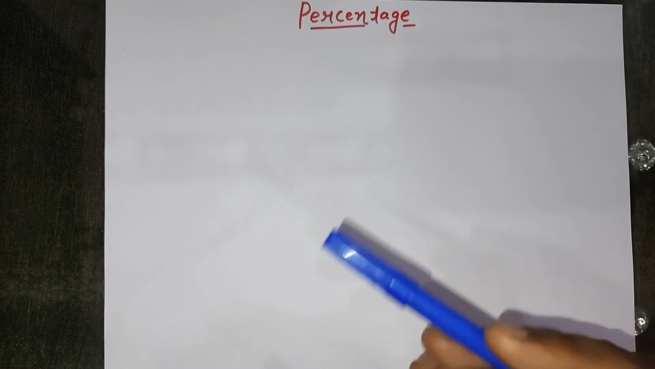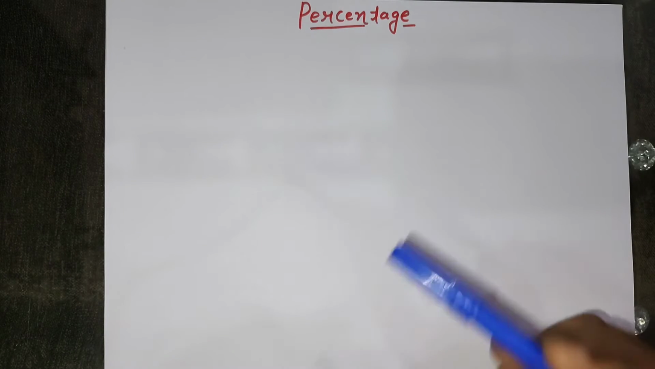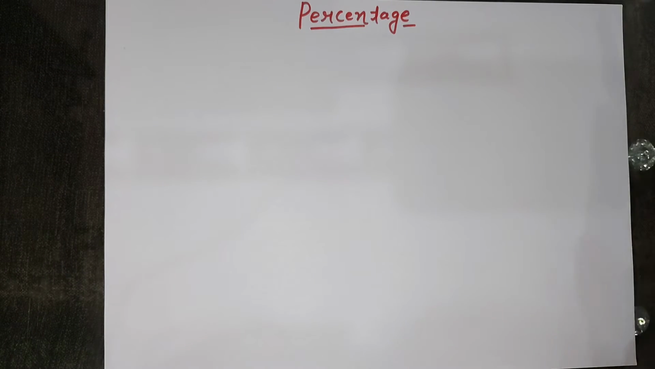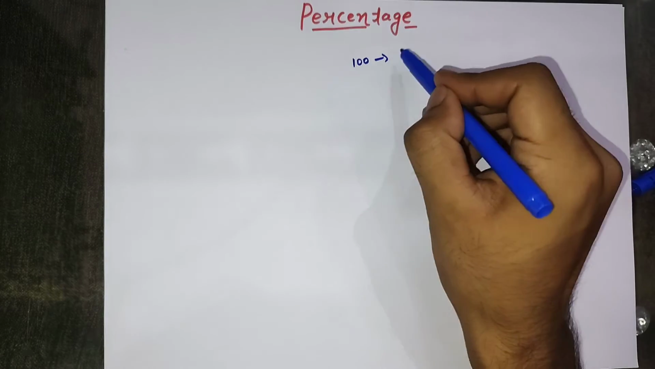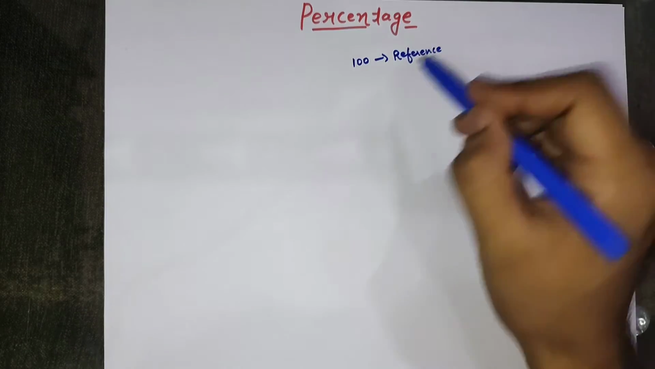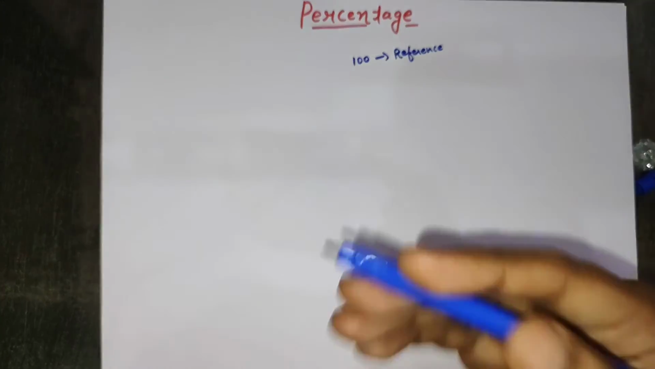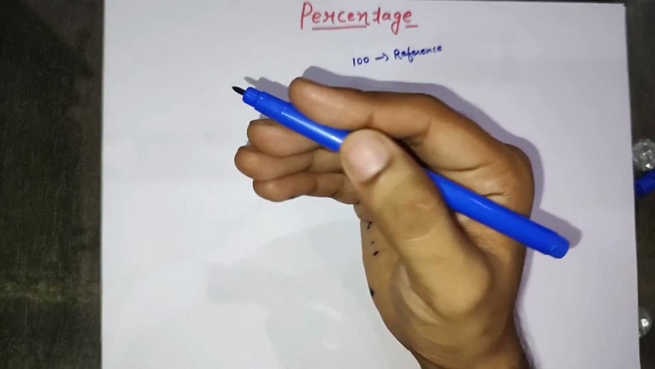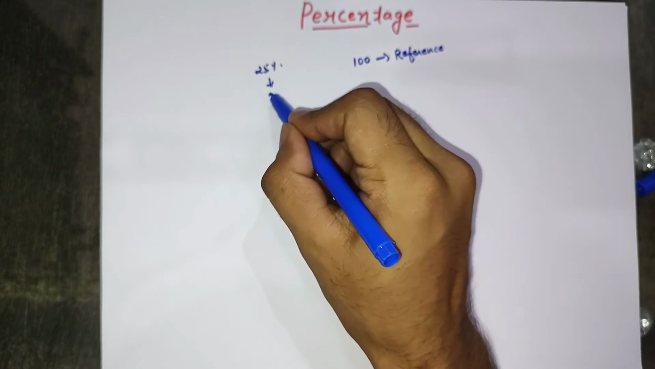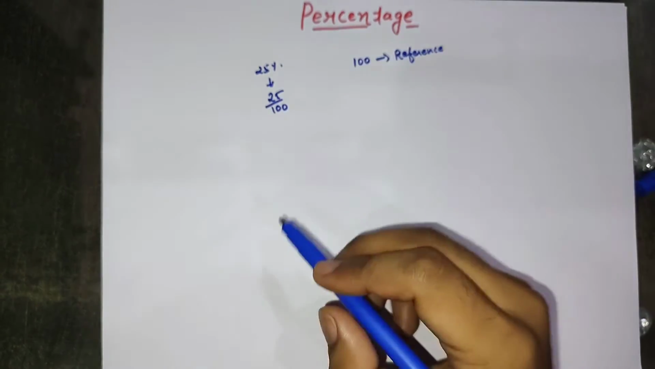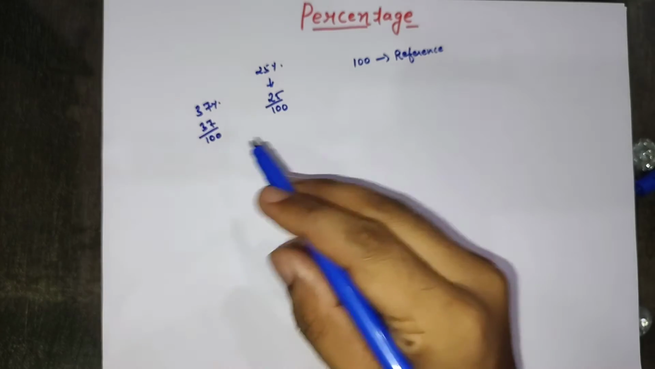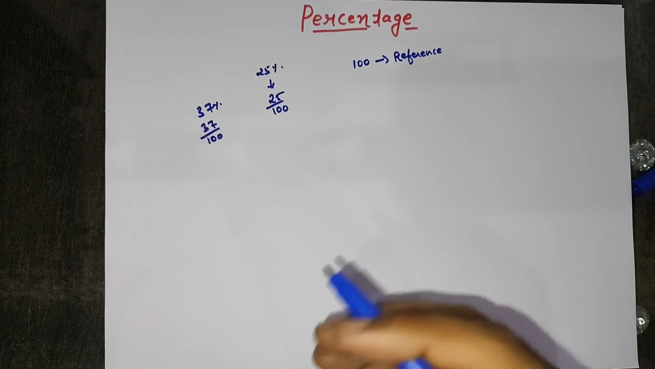So first we'll begin with the definition of percentage. What is percentage? Anything we are calculating by taking 100 as a reference, or base, is called percentage, right? So what does it mean? It means we are calculating anything with 100 as a reference. If I say 25%, it automatically means 25 by 100, that is 25 out of 100. If I say 37%, it will be 37 by 100, and so on, right? You can take numerous examples.